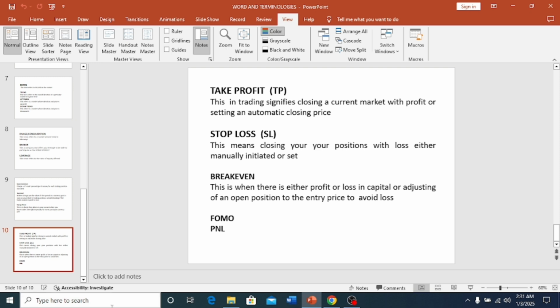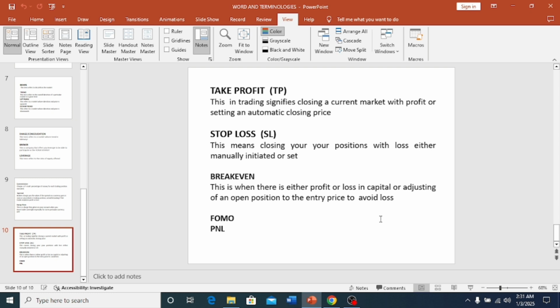Then break even. This is when there is neither profit nor loss in capital, or adjusting of an open position to the entry price to avoid loss. Now, break even is of 2 types. Break even in an open position means that you have placed a position and the market is moving against or in your favor, and you have closed the trade without any continuous loss or profit in that particular position. And break even on your account is when you have closed the account cumulatively for a week or a month without any loss or without any profit.